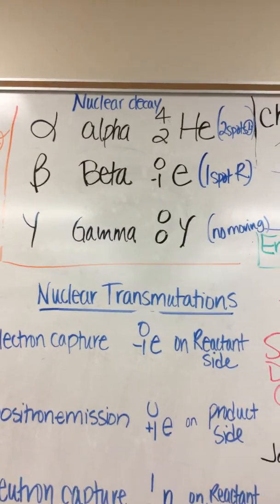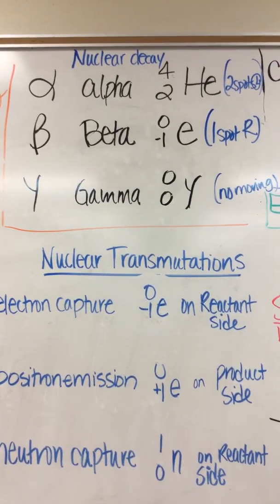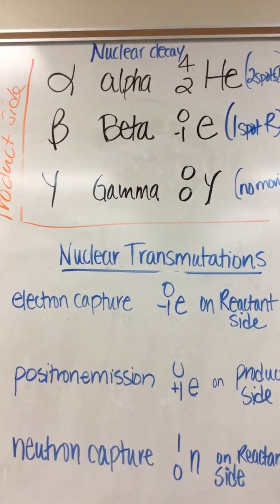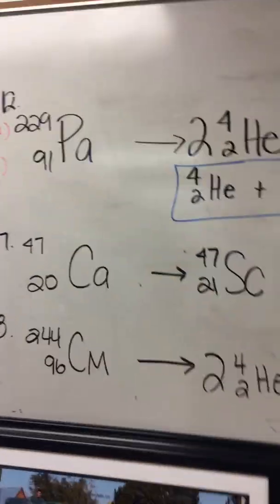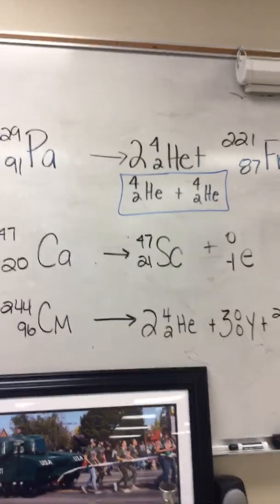So we can use our periodic table as a game board. Alpha, move 2 spots to the left. Beta decays, you move over 1 spot to the right. Gamma, there's no moving because you have no math to do in a gamma decay, which is really awesome. Okay, so I have a couple of these mapped out on the board for you. So we're going to read them carefully.